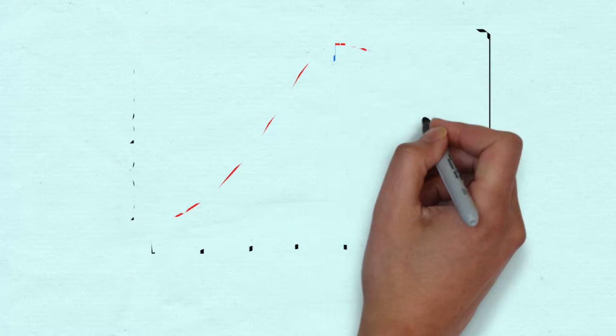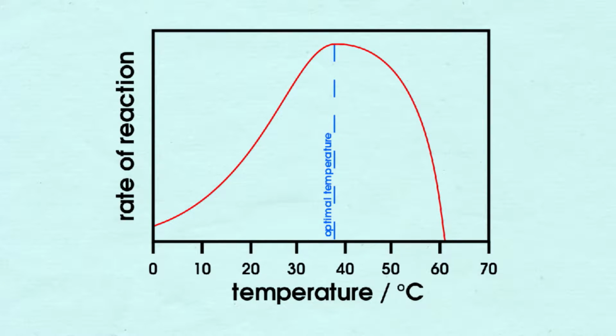Temperature also affects the rate of reaction. Each enzyme has an optimum temperature, which for humans is 37 degrees. When the temperature is first increased, the kinetic energy of the enzymes and substrate increases. This means more enzyme-substrate complexes are formed, leading to a faster rate of reaction.